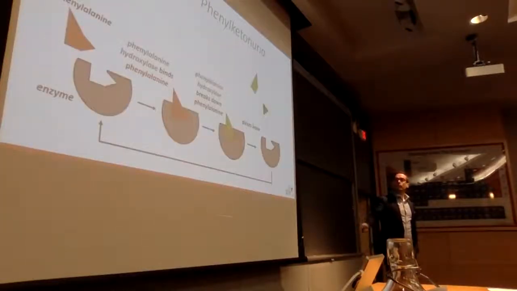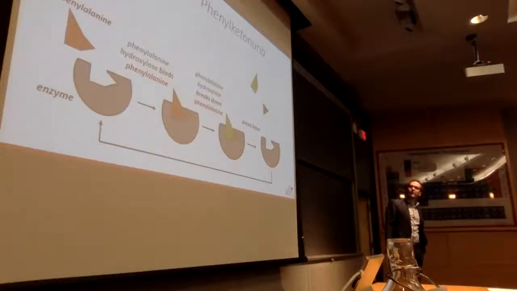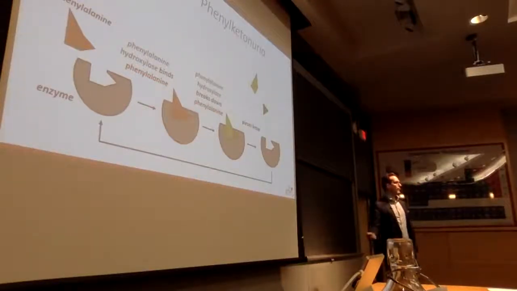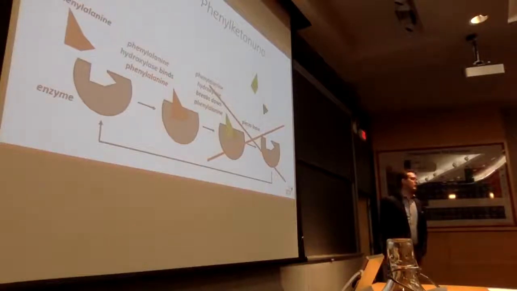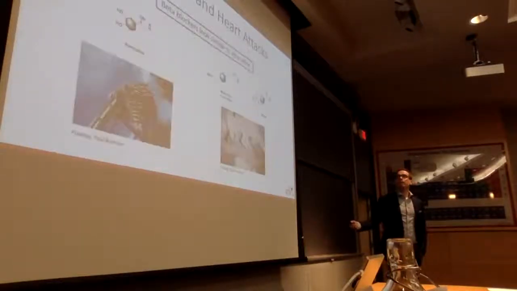Yeah. Great. So just to picture that as well, we have the enzyme, phenylalanine comes in, binds to the enzyme, it breaks it down and releases. But if the person lacks the genetic information or is not able to make this enzyme, you will not be able to break down the phenylalanine, and that's why you can accumulate this stuff in the body when you keep eating it, and that's why we have this bad effect.